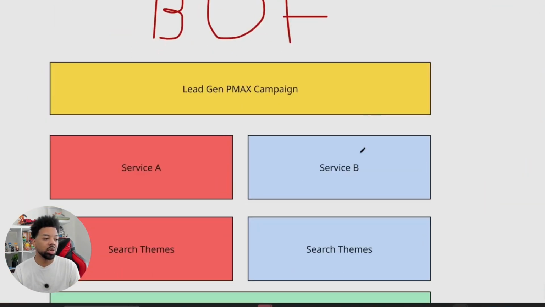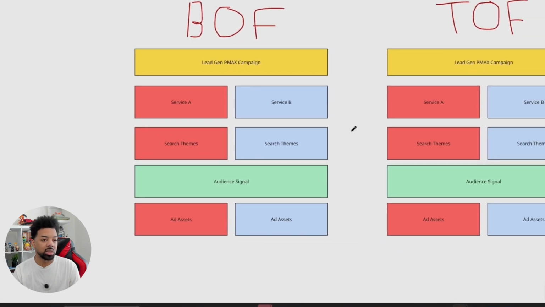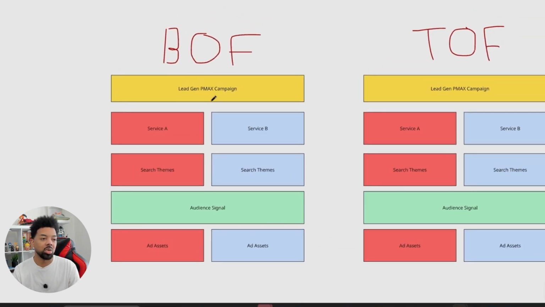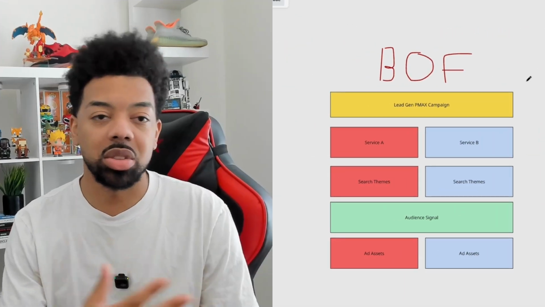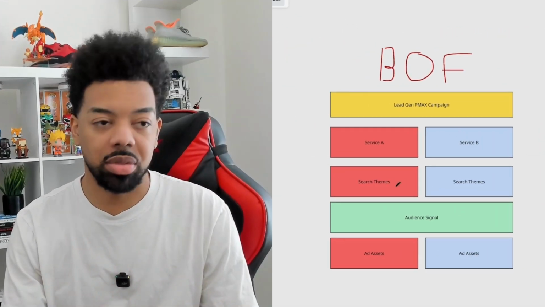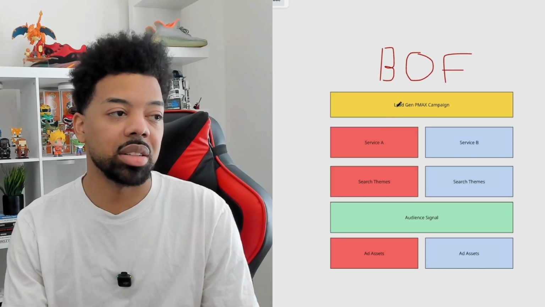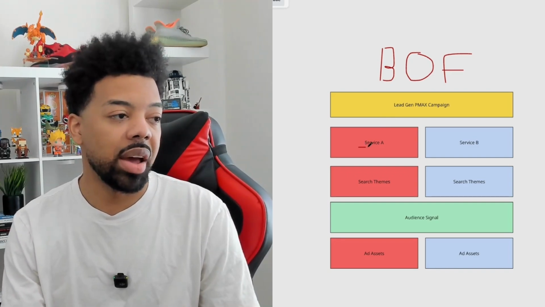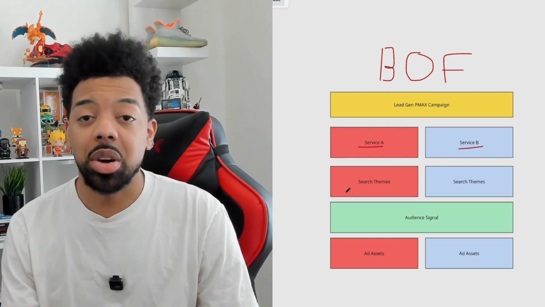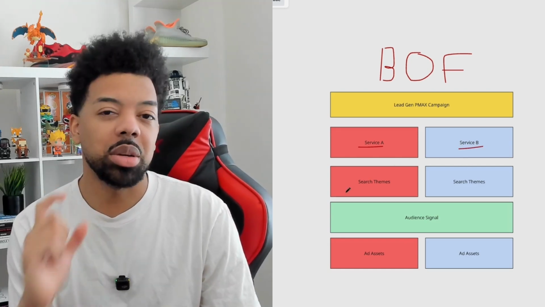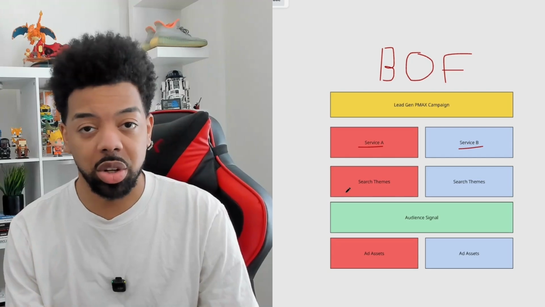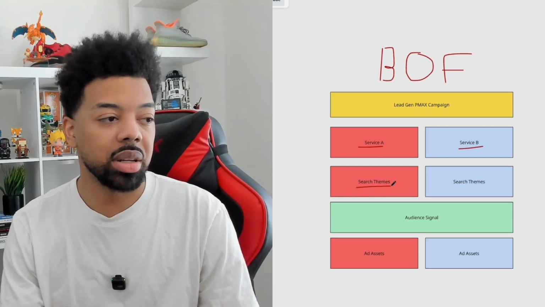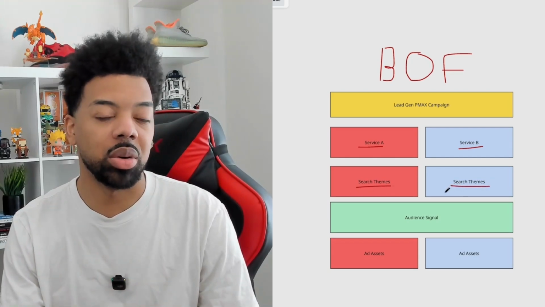So let me show you exactly what I mean about the types of Performance Max campaigns. We have two types of campaigns: the bottom of funnel and top of funnel. To get these results, I was using the bottom of funnel strategy. What that looks like is you build out your Performance Max campaign, and for each asset group you have a different service line, so service A and service B. Since I was already utilizing search campaigns, I was able to take the top performing search terms within my search campaigns and plug them in as search themes within those two services.